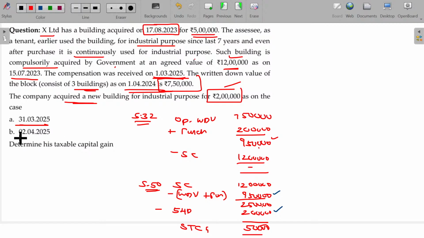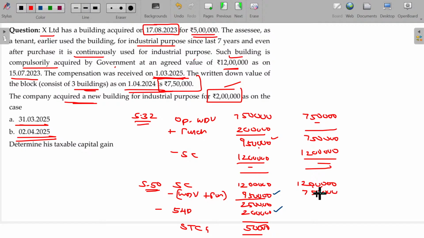What happens if the same asset is purchased on 2/4/25, the next financial year? Then 7.5 lakhs, no purchases in that block, 7.5 lakhs. If I subtract the sale consideration being 12 lakhs and the value is negative, so stop there. Go for section 50. Sale consideration being 12 lakhs minus WDV and any other assets purchased in the block before the year end, 31st. Nothing purchased new, so only 7.5 lakhs is there. And 4.5 lakhs will be the value. And 54D deduction claimable for the newly invested value being 2 lakhs. So taxable short-term capital gain in this case is 2.5 lakhs.